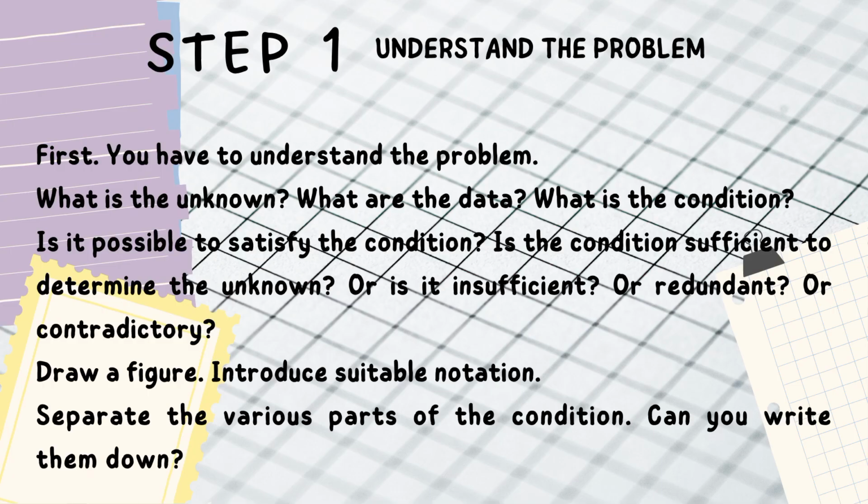Step 1. Understand the problem. First, you have to understand the problem. What is the unknown? What are the data? What is the condition? Is it possible to satisfy the condition? Is the condition sufficient to determine the unknown? Or is it insufficient, or redundant, or contradictory? Draw a figure, introduce suitable notation, separate various parts of the condition. Can you write them down?